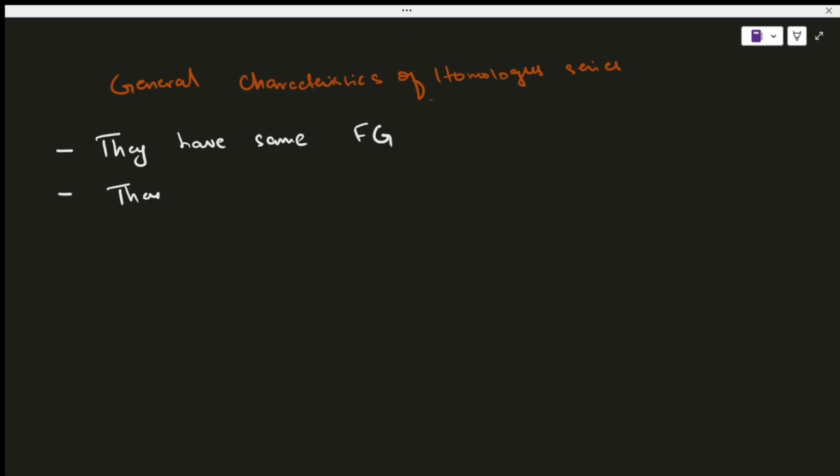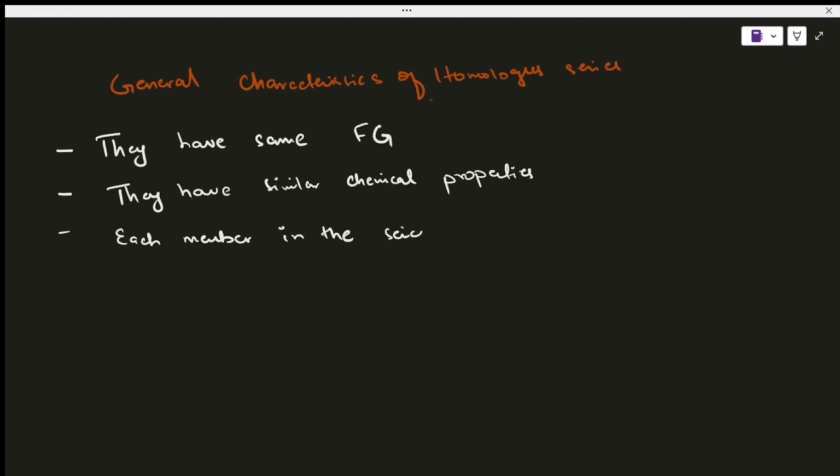Second idea says they have similar chemical properties. Third idea is each member in the series is going to differ from the next by an additional CH2 unit.